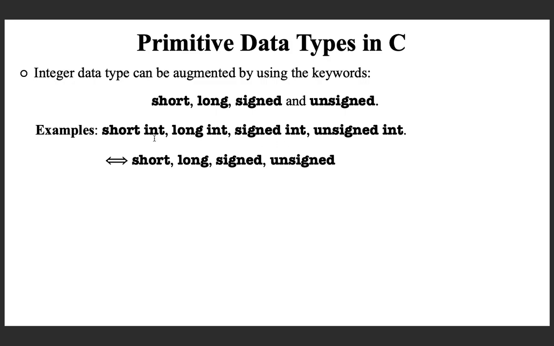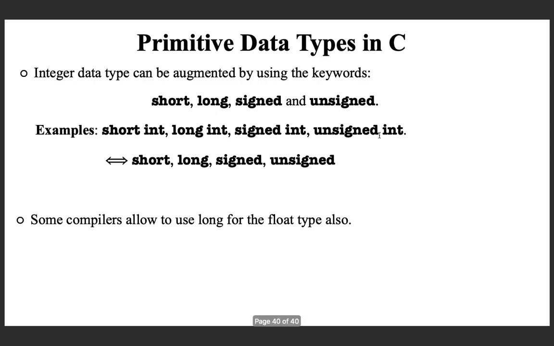And rather than saying short int, you can just say short. Short is nothing but short int. Int is optional. Similarly, long stands for long int. Signed stands for signed int. Unsigned stands for unsigned int. And some compilers also allow long for floating point type as well. You don't have to learn all these things by heart. Later when you practice programming, slowly you can remember all these keywords and data types.